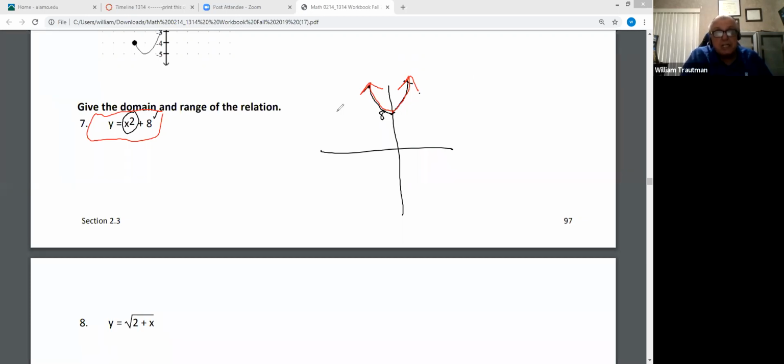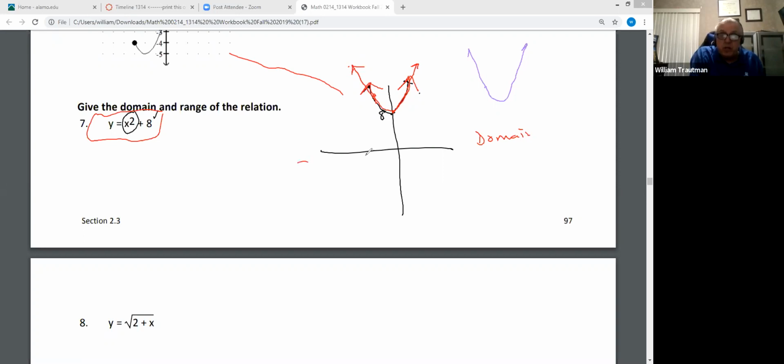So if we look, this is really hard to visualize. You have to visualize. Parabolas are U-shaped graphs that go on forever. This graph is going up and to the left. It's hard to see. It's going up and to the left forever. And this graph is going up and to the right forever. So domain, since it's going up and to the left.